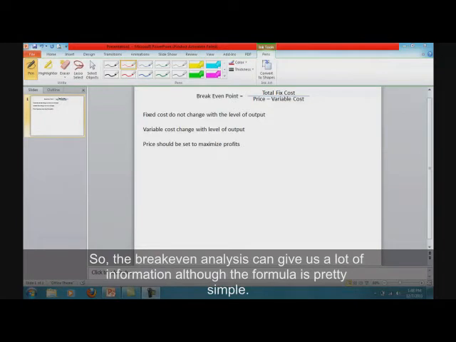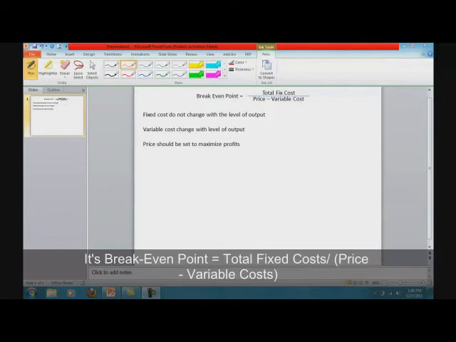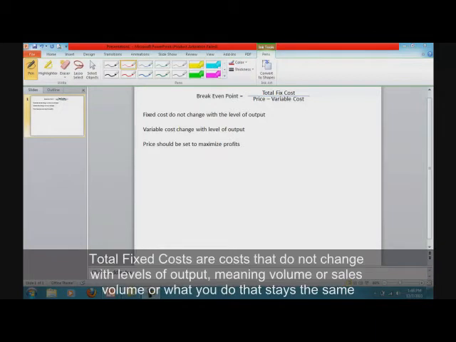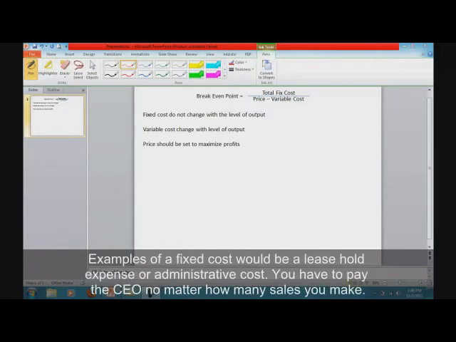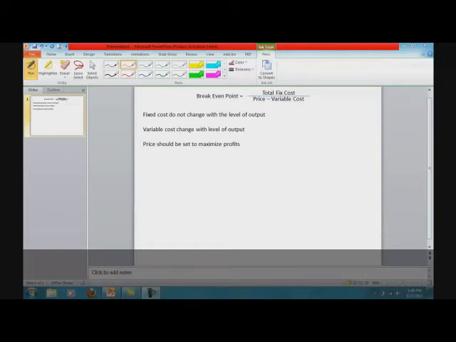Well, the formula is pretty simple. It's break-even point equals total fixed cost over price minus variable cost. Total fixed costs are costs that do not change with levels of output, meaning sales volume. No matter what you do, it stays the same. Examples of a fixed cost would be a leasehold expense or administrative cost.